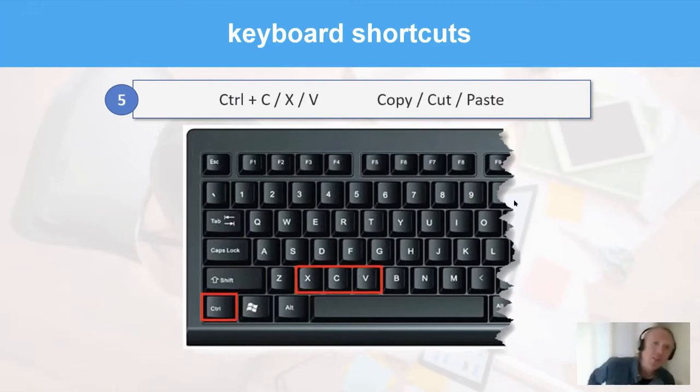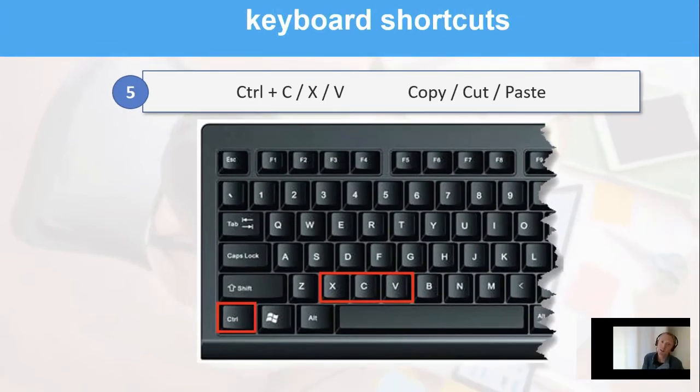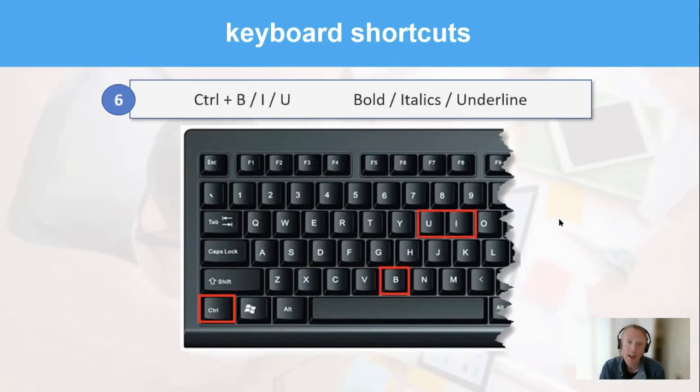Number 5 is the one that I think most people are familiar with, but it's still very useful. Control and C to copy, Control and X to cut, and Control and V to paste. These work in most word processing software, so it's the same on Google Docs and the same on Word as well. Another useful one if you're word processing is Control and then B, I, or U, and this will give you bold, italics, or underline.